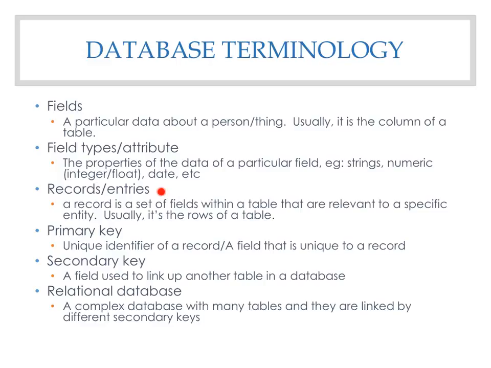A record or entry is a set of fields in a particular table which is relevant to a specific entity. Usually it is arranged as the rows of the table. A primary key is also called the unique identifier of a record. It is a field that is unique to this particular record. A secondary key is a field which is used to link other tables in a particular database together. A relational database is in fact a complex database which has many tables and they are linked by different secondary keys in different tables.